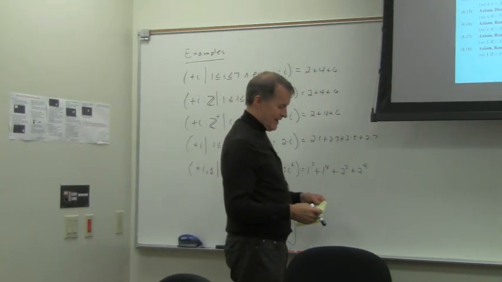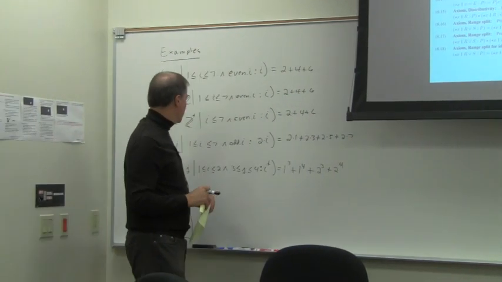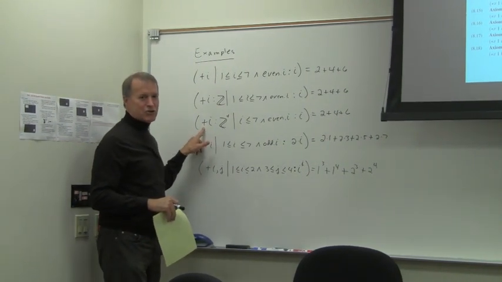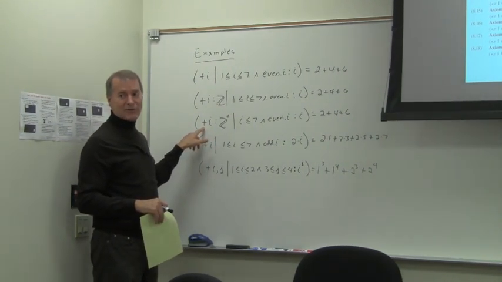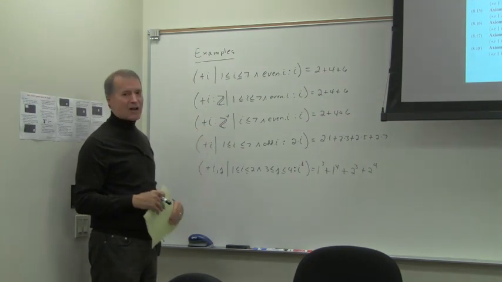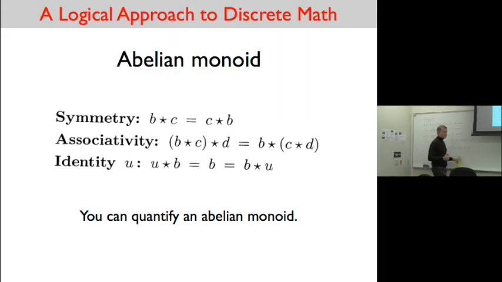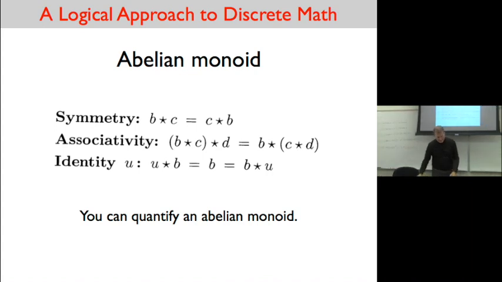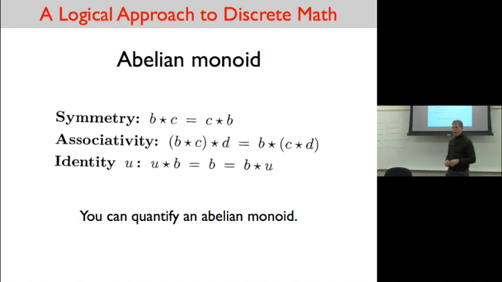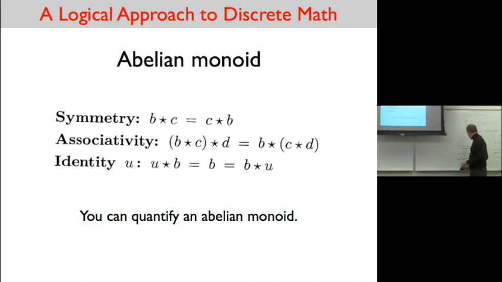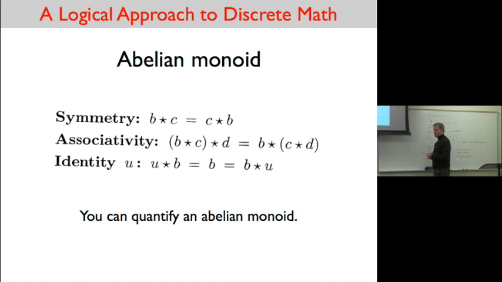All right. Now, here's the thing. We did this with plus, but you can do it with lots of different operators. But not every single operator. There is a certain restriction on which operators you can do quantification with. And here is the restriction. The operator must be a, drum roll, abelian monoid.